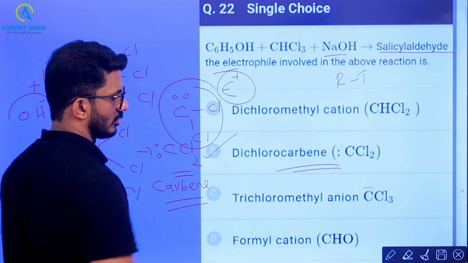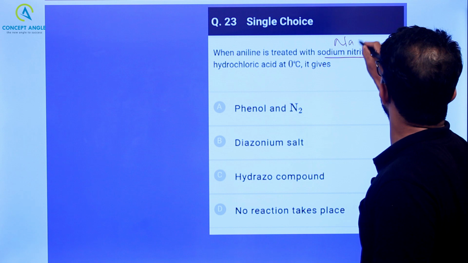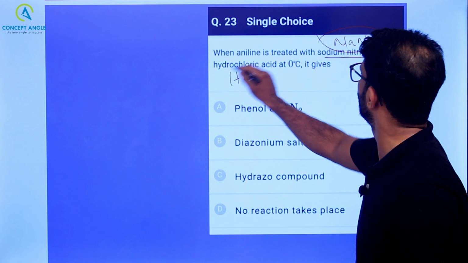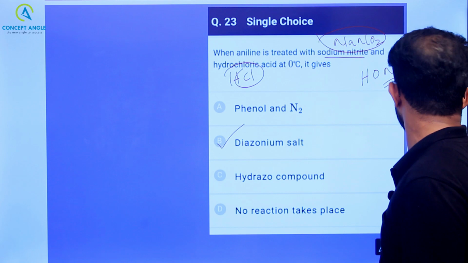Question number 23. It's a direct question. When aniline is treated with sodium nitrite, NaNO2, and HCl, this together forms nitrous acid, HONO. And that with aniline is a diazotization reaction. So the answer is diazonium salt. It forms a diazonium salt. Okay, that is the answer.